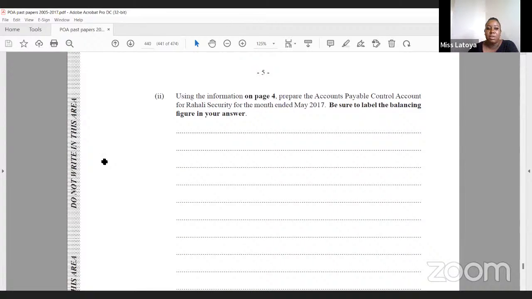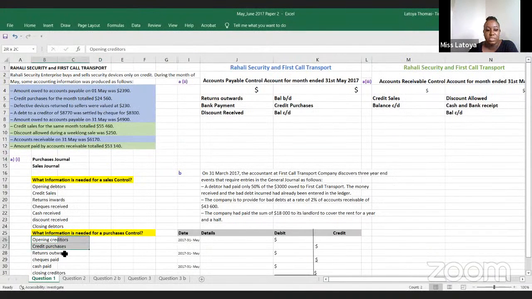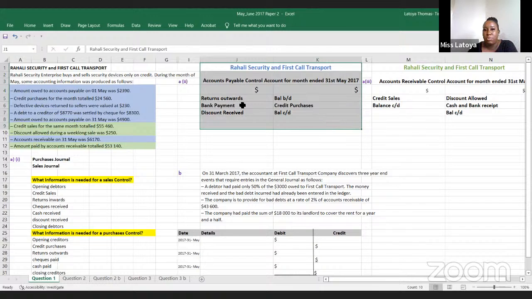What information is necessary for our purchases controls account? I have a list of things here for some of you who may not remember how to do a control account, a purchases control and the sales control account. You must have your creditors. They'll give you your purchases, credit purchases, return outwards, checks paid, cash paid, closing creditors. All these are important information to include in your purchases controls account. Okay, so we are doing this section here. We're going to focus on the accounts payable controls account.